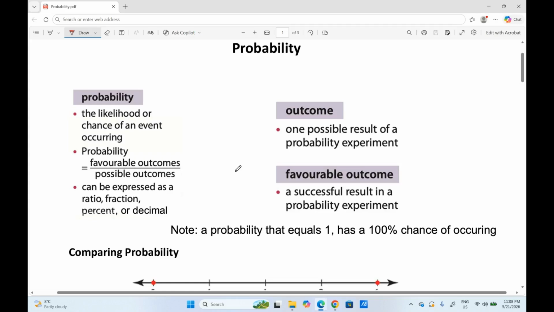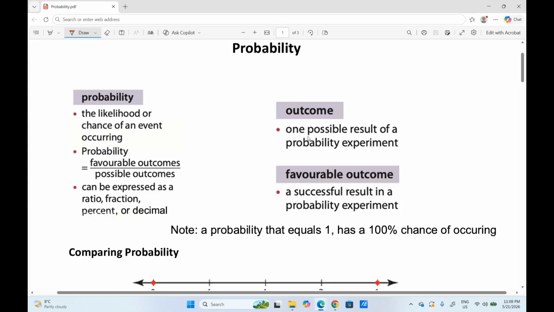Hi class. In this video, we're going to be talking about how to compare and calculate probability. Probability is the likelihood or chance of an event occurring. Probability can be calculated by taking the favorable outcomes and dividing it by the total possible outcomes. Probability can be expressed as a ratio, a fraction, a percent, or a decimal.